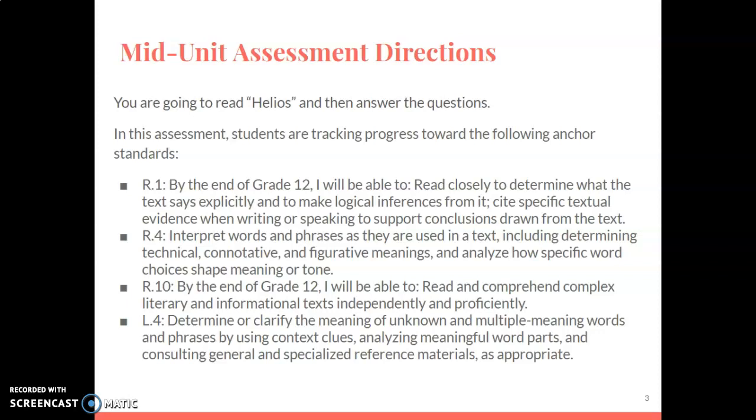In this assessment, you're going to be tracking progress toward the following anchor standards. R1. Specifically, can cite textual evidence when writing or speaking to support conclusions drawn from the text. 4. Interpret words and phrases as they are used in a text. 10. I will be able to read and comprehend complex literary and informational texts independently and proficiently. And language standard 4. Determine or clarify the meaning of unknown and multiple meaning words and phrases by using context clues.